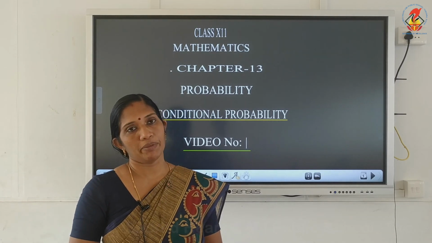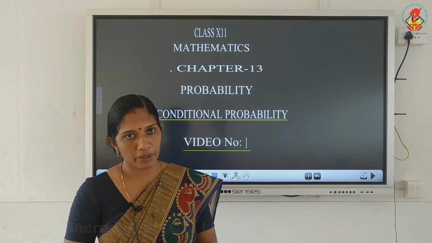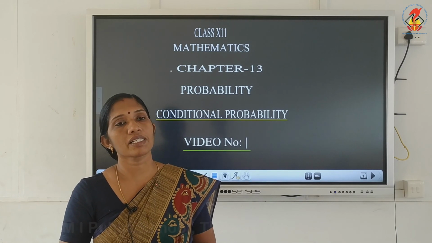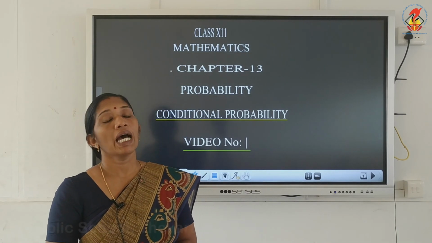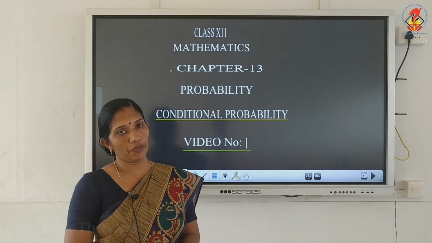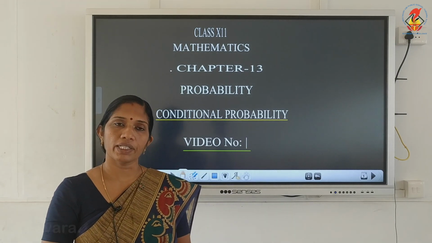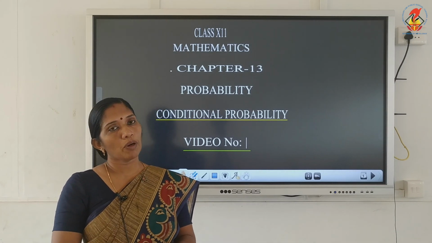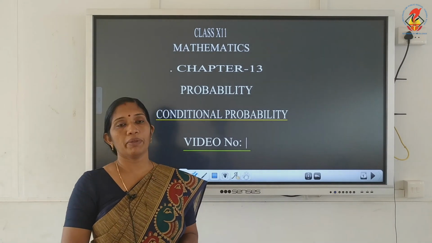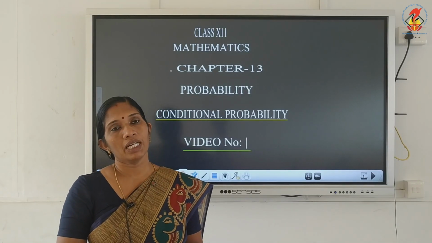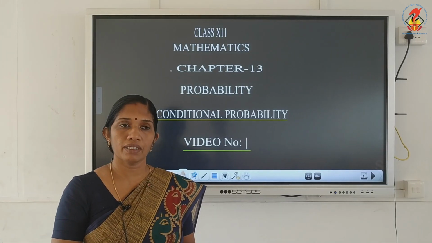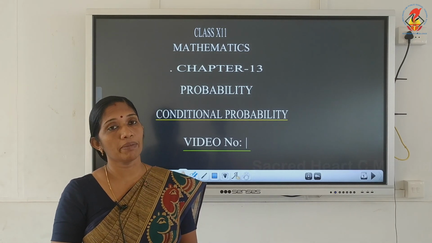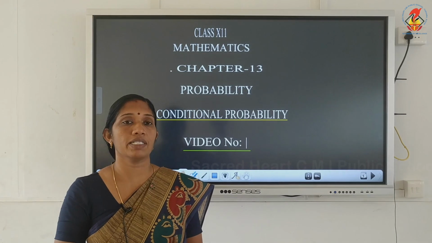First is random experiment. Random experiment means an experiment which satisfies two conditions. The conditions are it has more than one possible outcome and we can't predict the outcome in advance. Example, rolling a die, tossing a coin. These are random experiments. Then a possible result of a random experiment, that is known as outcome. The set of all possible outcomes is known as sample space. Then a subset of a sample space is known as event.